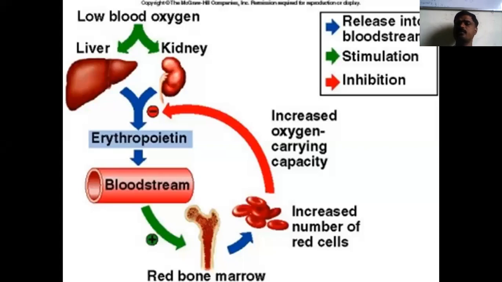These processes we will discuss in detail in the control and coordination chapter. Now we are starting that chapter, so whatever it may be, we will discuss it in that chapter.